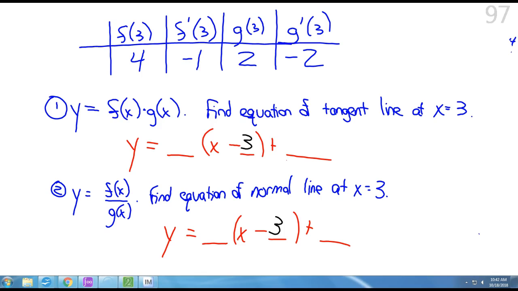What's going to go here? So to find this number, I plug into the original equation, right? I want the y value. Y value is f of x times g of x. So f of 3 times g of 3. So that's going to be 4 times 2. So that'll be 8. You see where I'm getting it from?